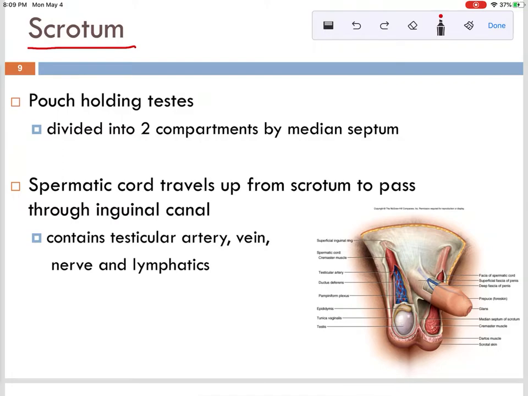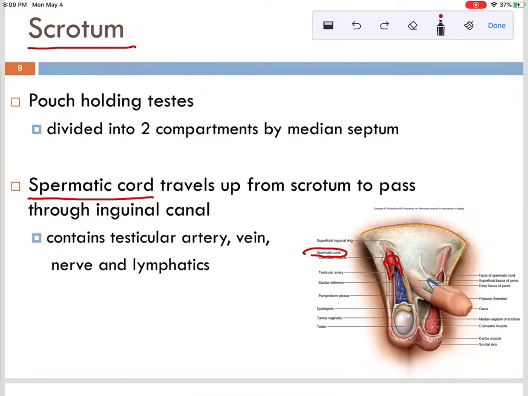Okay, the scrotum is the pouch that holds the testes. So they have a little protective pouch. I'll try and be consistent. Sometimes I forget. So you should know what the scrotum is. It's the pouch. I do want to point out the spermatic cord.